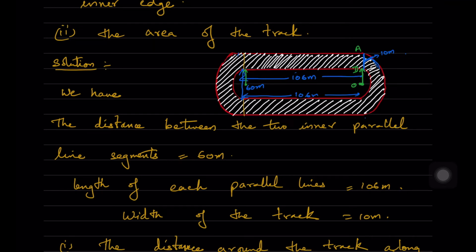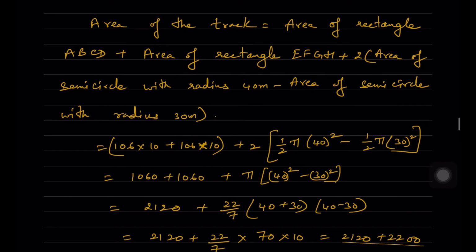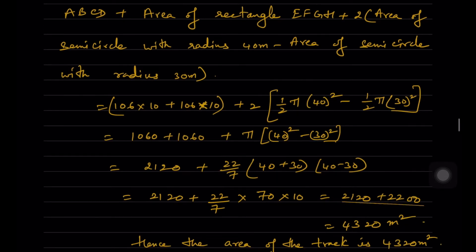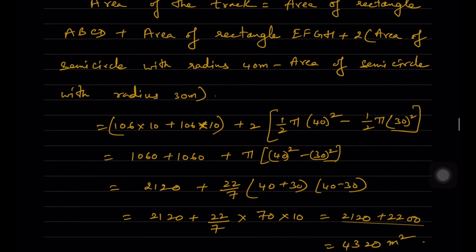The area of the rectangle part is 106 into 10 plus 106 into 10, plus 2 into the area of the semicircle. The area of a semicircle is half into pi into capital R square minus half into pi into small r square. So that is equal to 1060 plus 1060 plus pi into 40 square minus 30 square. You can also write it as 40 plus 30 into 40 minus 30 into 22 by 7.